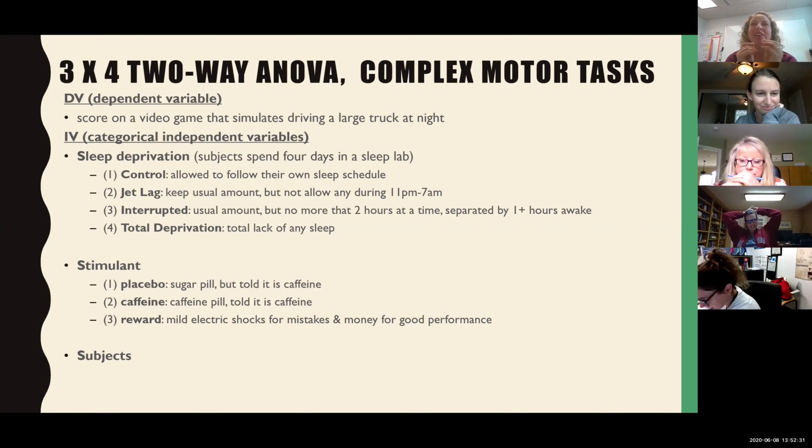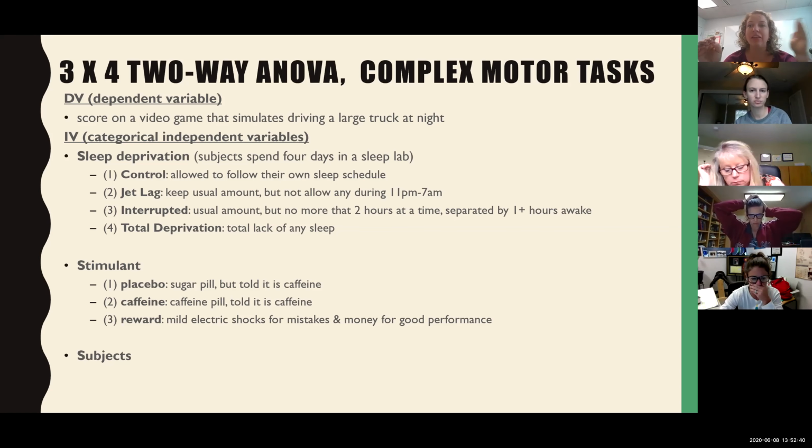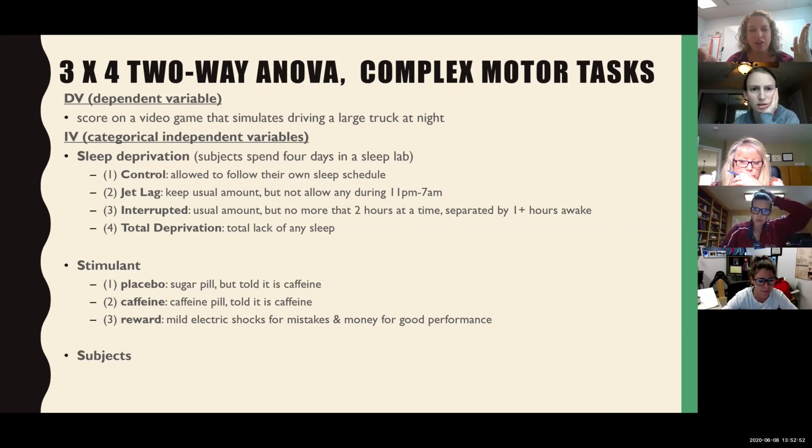So they are looking at, in this research, 2 different factors. Now, each subject is in one sleep condition and one stimulus condition. So they're in one of each of those. So how many combinations are there? 4 sleep, 3 stimulant. 12 total combinations. 3 times 4 is 12 combinations.